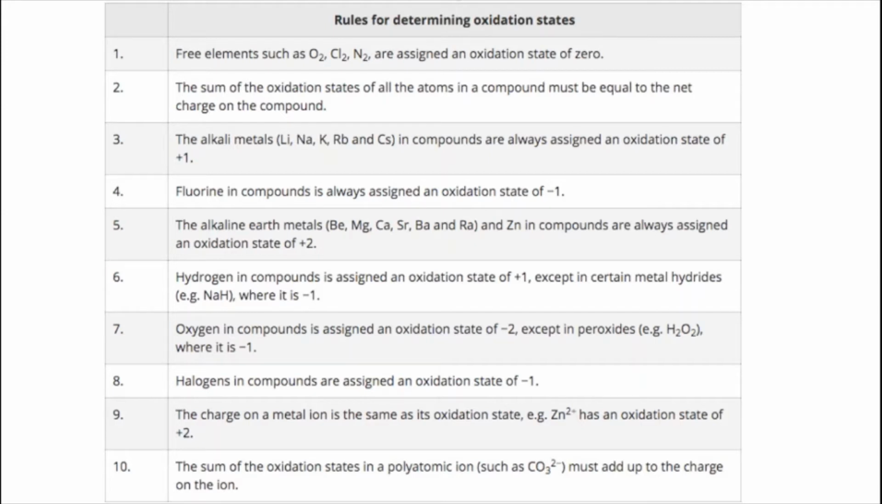For example, in the compound ethene, C2H4, the average oxidation state of the carbon atoms is -2. Although it is usual to have oxidation states that are integers, which is generally every question you'll do, fractional oxidation states are possible. For example, iron in the compound iron 3, oxygen 4, or Fe3O4. Each oxygen in the compound has an oxidation state of -2, leaving each iron with an average oxidation state of 8/3.